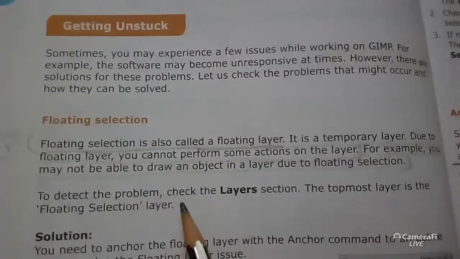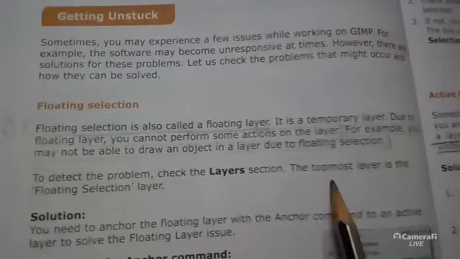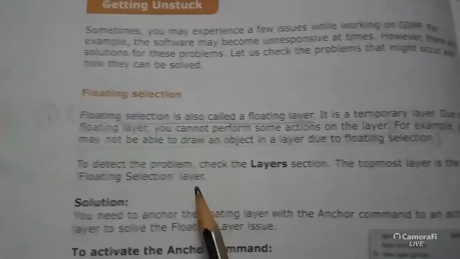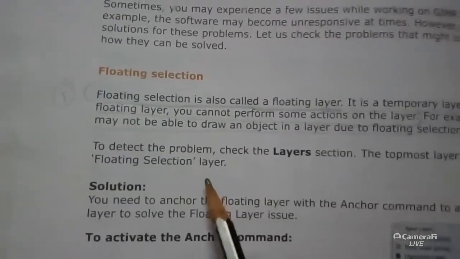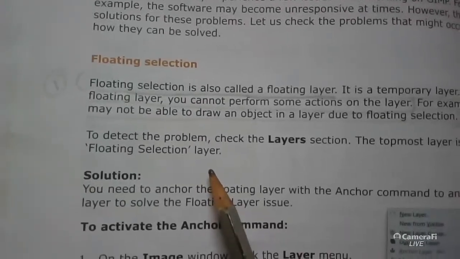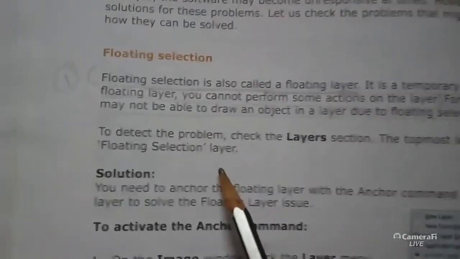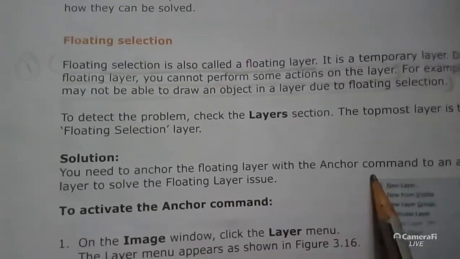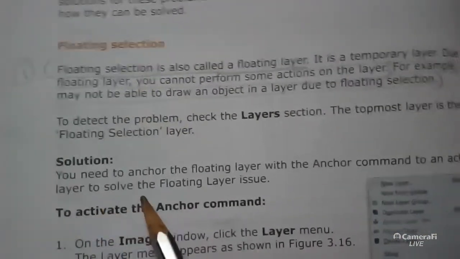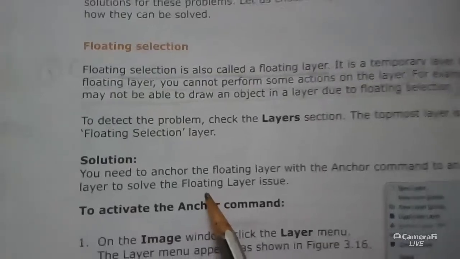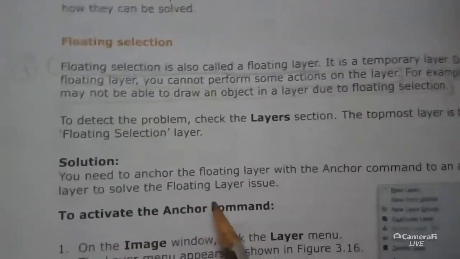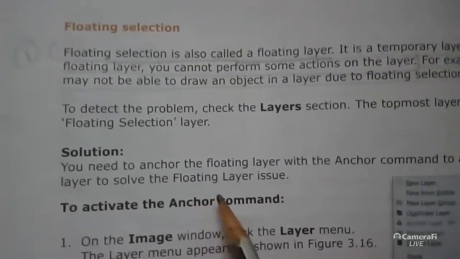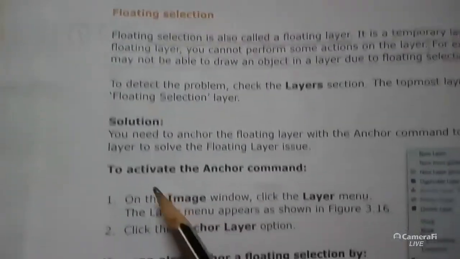To detect the problem, check the layers section. The topmost layer is the floating selection layer. That means you have to check the layers, whether it is a floating layer or the active layer. Then how will you solve it? Solution: you need to anchor the floating layer to an active layer with the anchor command. That means with the help of the anchor command, you have to make the layer active in place of floating. How? These are the steps.